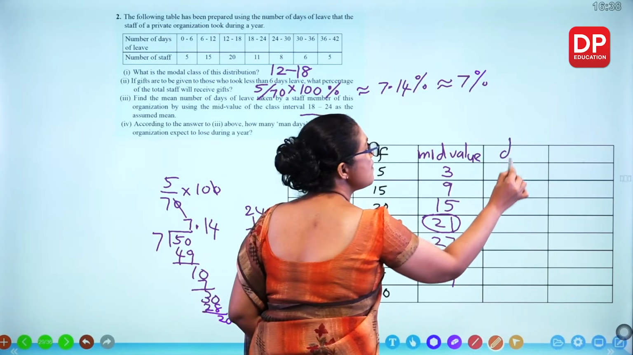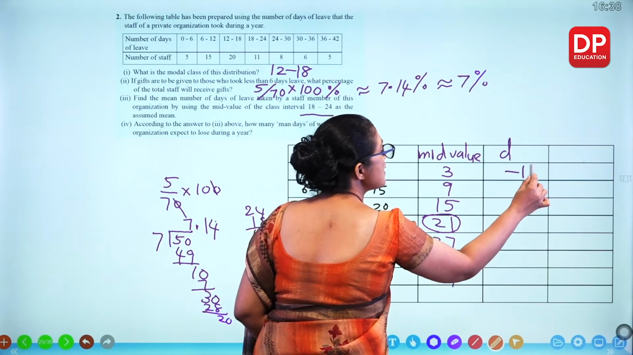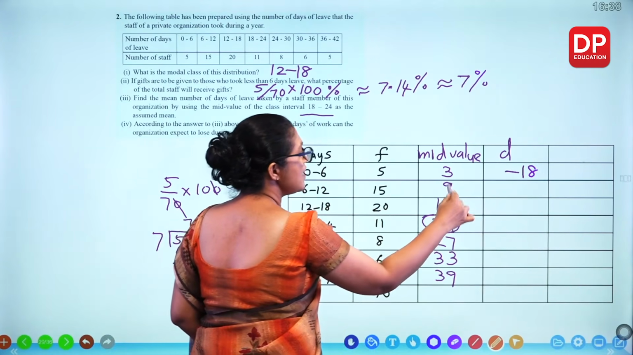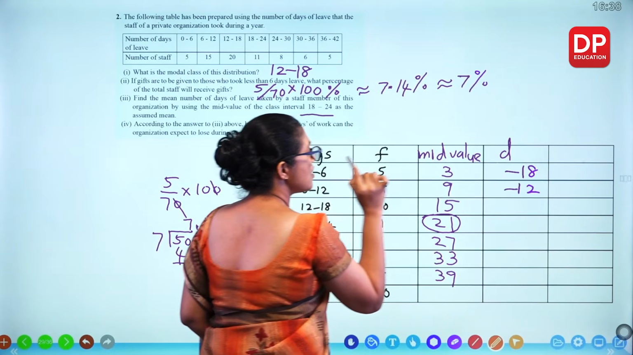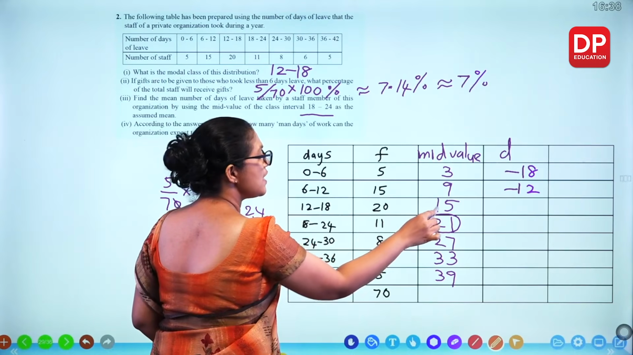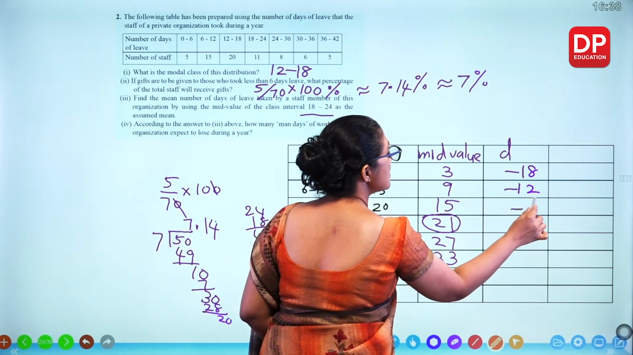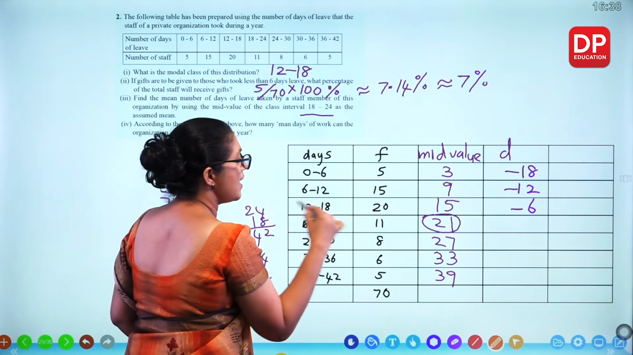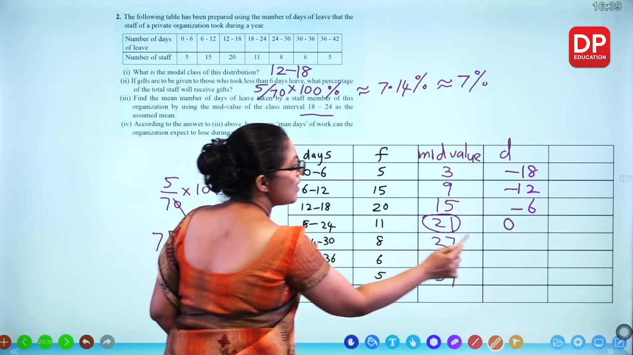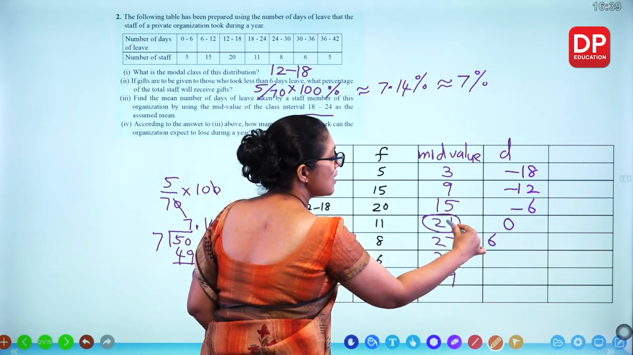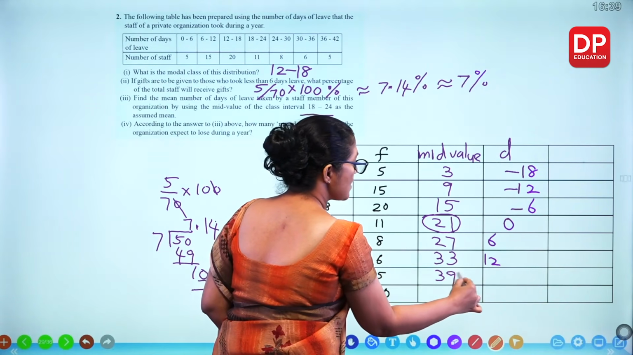Now we'll calculate the deviation. Take the difference: 21 and 3, minus 18. 21 and 9, you get minus 12. 21 and 15, we get minus 6. And here 0. And then this way you get plus 6, plus 12 and plus 18.